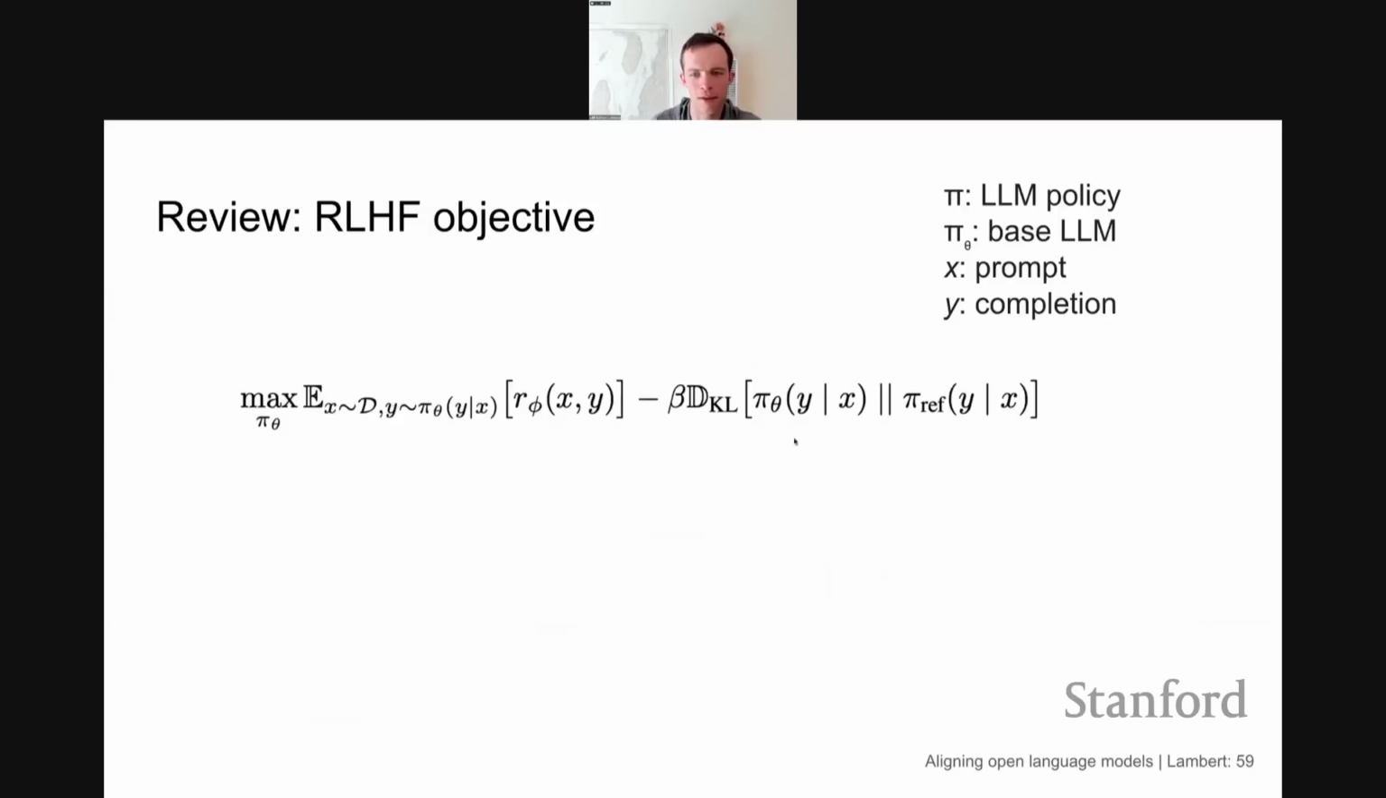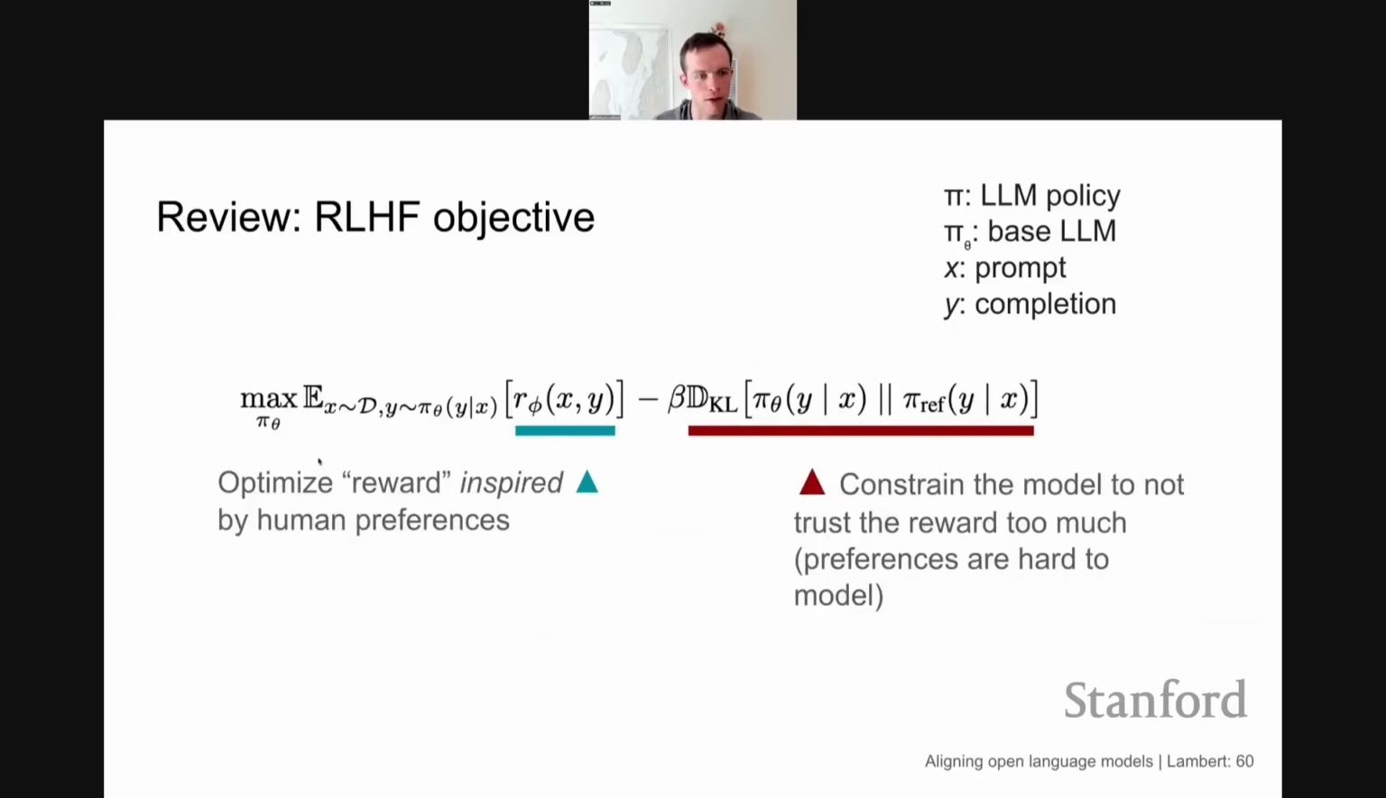This is what we're optimizing when we're optimizing RLHF. It looks kind of nebulous here. I'll break it down. On the left side, we're maximizing with respect to some policy pi this reward that is parameterized by a network phi, and we have a penalty that is this KL term, which is the distance from our policy to some reference. We want to increase reward, but we want to constrain the model so that this kind of optimization doesn't go too far.